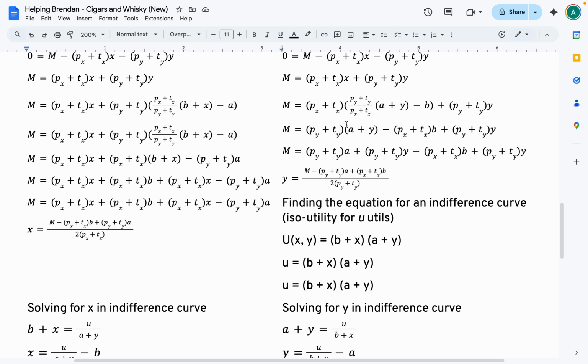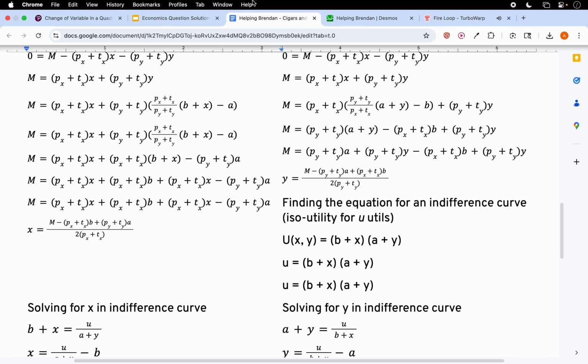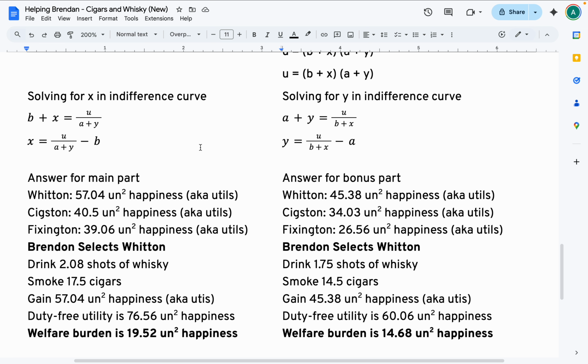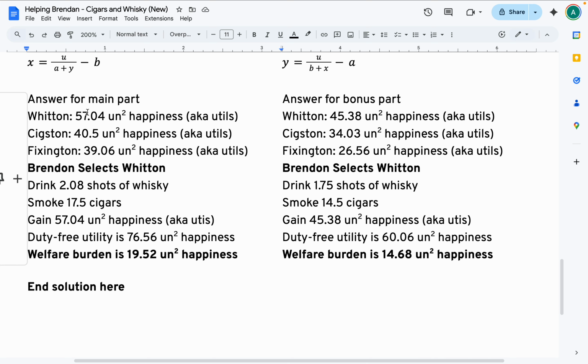So what we're going to do now is plug our numbers in. And then we're going to find, which I can show you down here, that the optimal solution in the case of Whitton gives Brendan the most happiness. So yes, Brendan, enjoy a day with your cronies in Whitton. That's probably going to be the best for you. You get 57.04 square units of happiness.